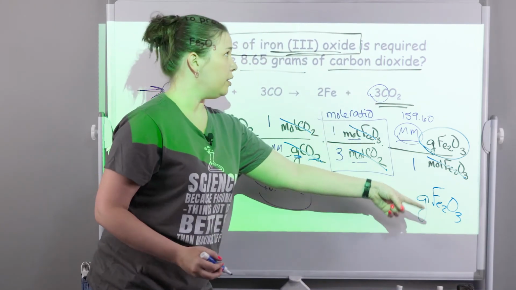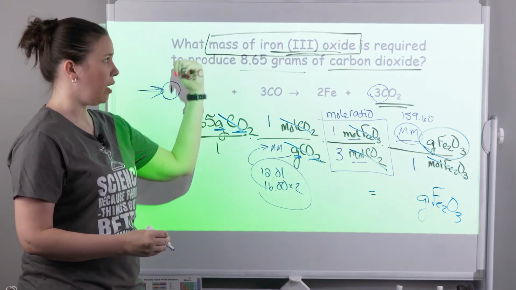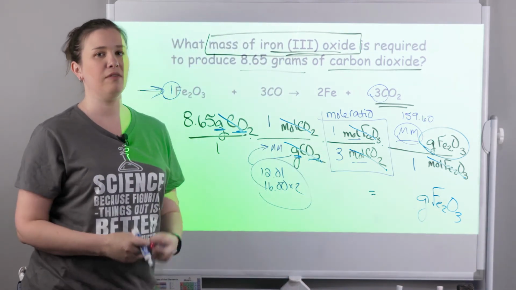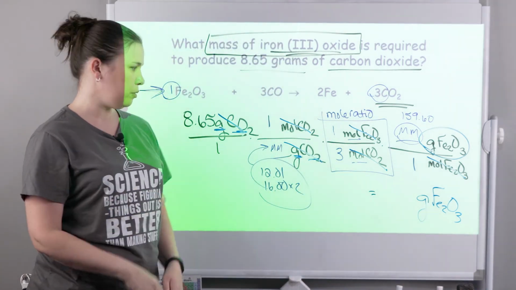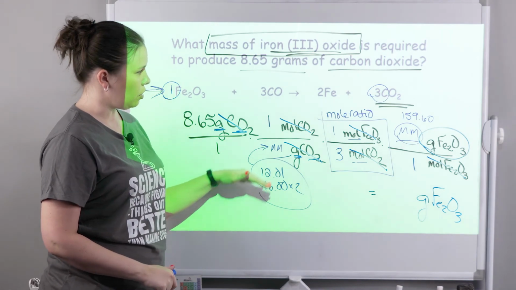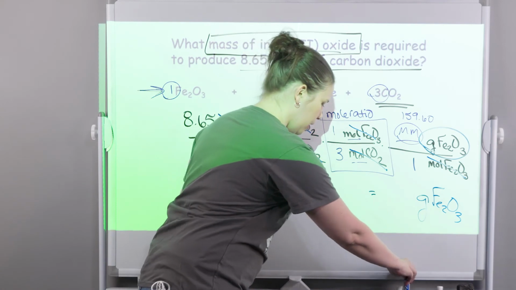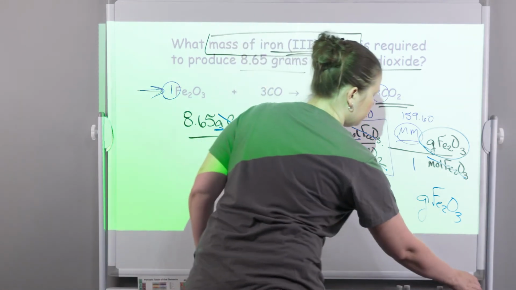Is that what we wanted? Is that what it asked for? Mass of iron oxide, grams of iron oxide. It matches, so we know we have it set up right. Now it's just a battle between you and the calculator. We're going to get this all in one step at a time and see what our final answer is. So go ahead and start punching that in.